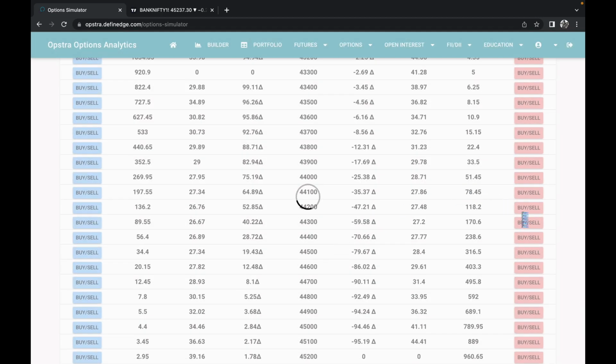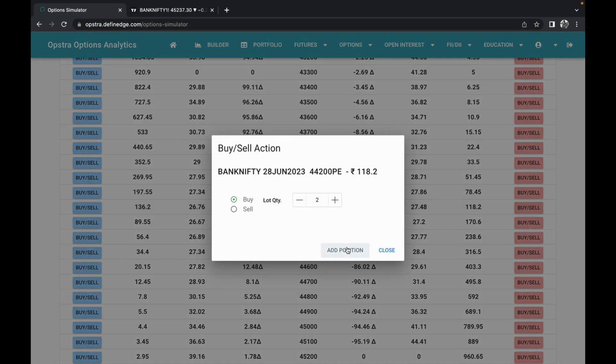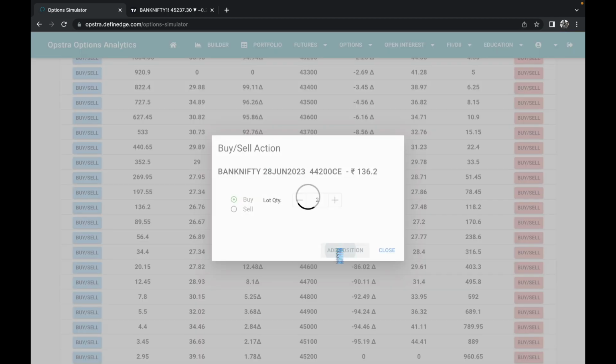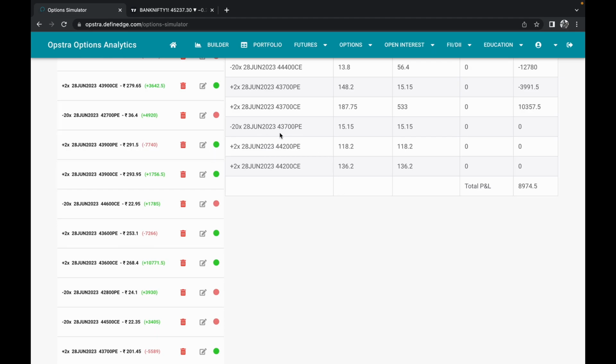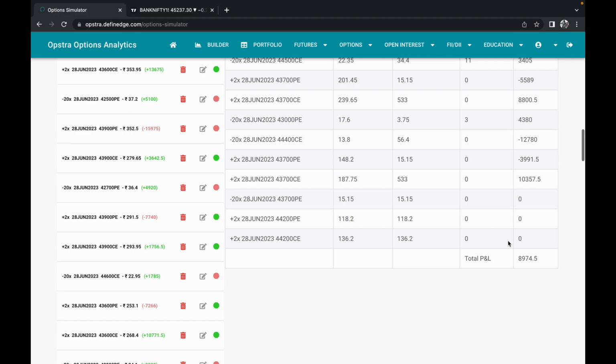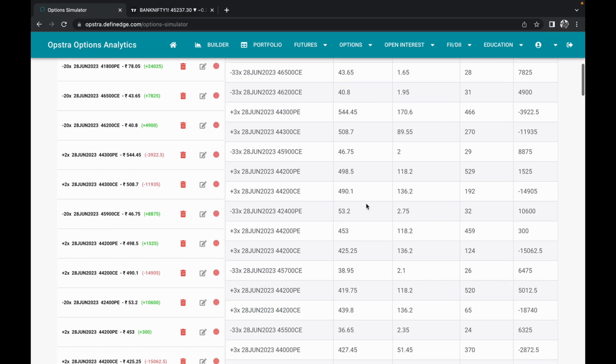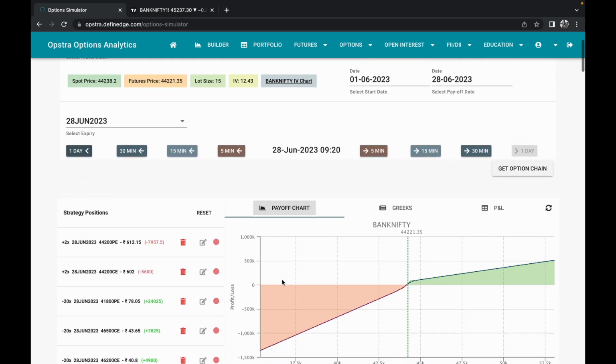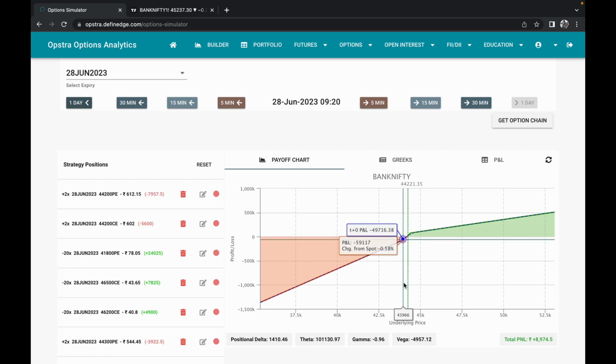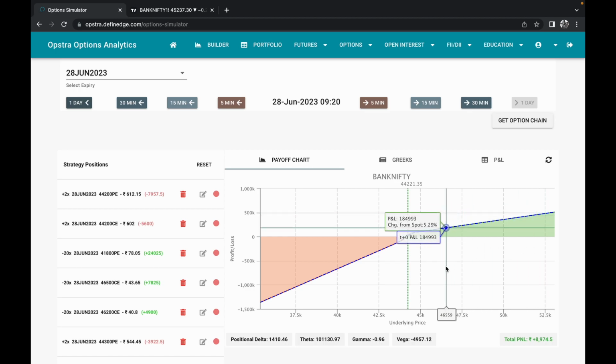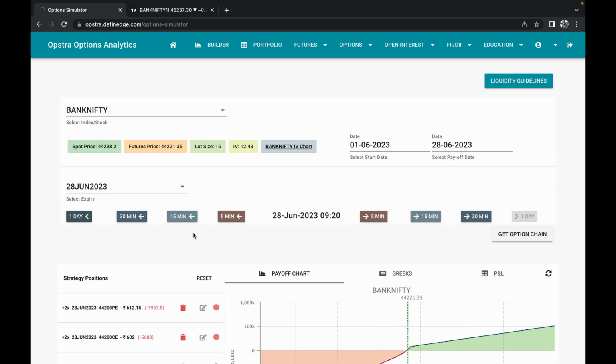I'm going to add... Okay, these are the positions I actually added, and I'm currently making around 9,000 rupees profit after the adjustment. And our payoff chart looks like this. We are totally in one direction, and we can make almost unlimited profit in one direction. So let's move directly to our 3:30 time and see how much profit I am going to get.